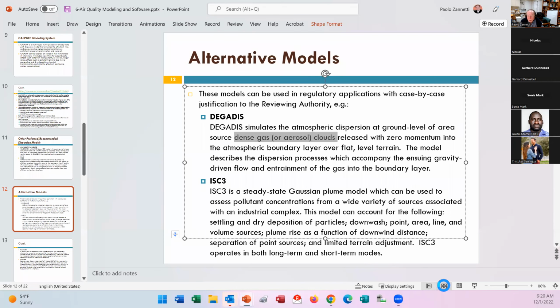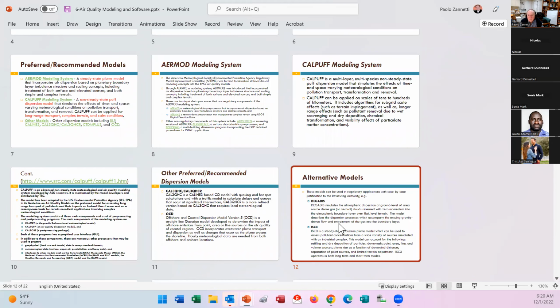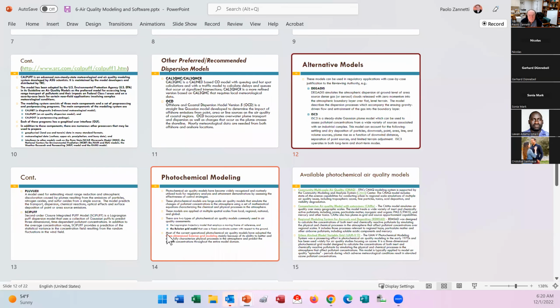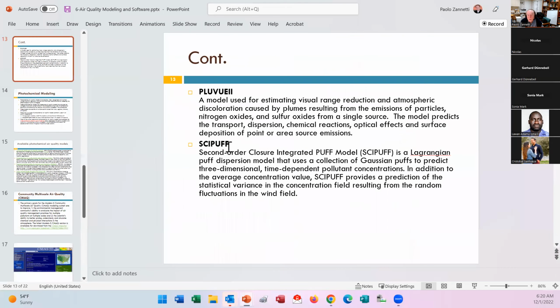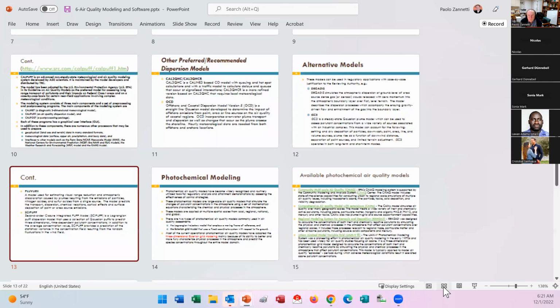ISC is old, nobody uses it anymore. SCIPUFF is still used today. I prefer CALPUFF. SCIPUFF is more complex and less popular. But again, for some applications, SCIPUFF may be better. I'm not 100% sure about this. I've seen people using SCIPUFF. I use CALPUFF, and that will be my recommendation. But they are both puff models, of course.